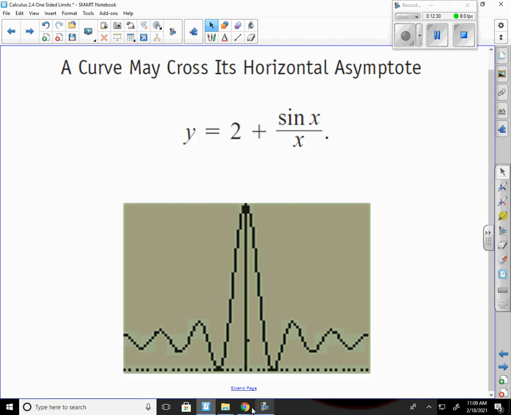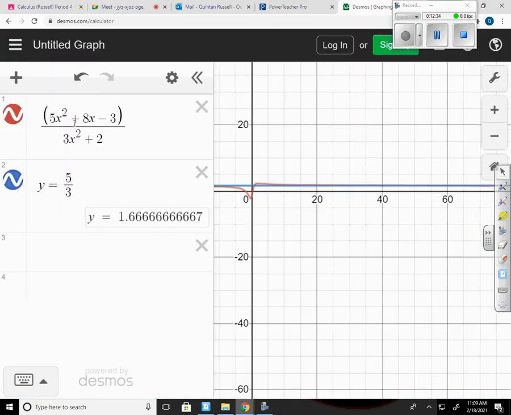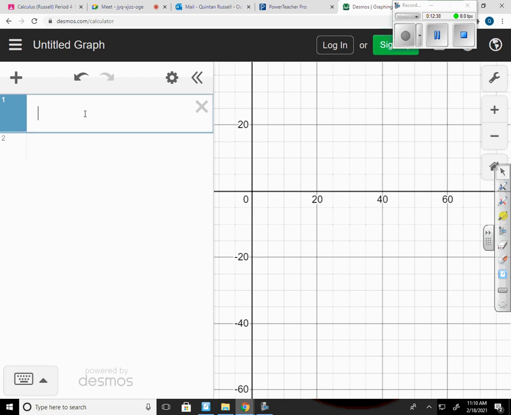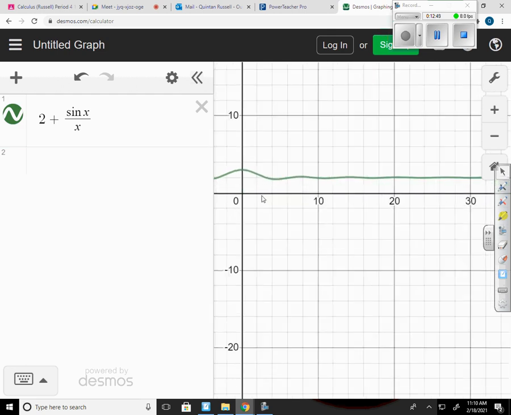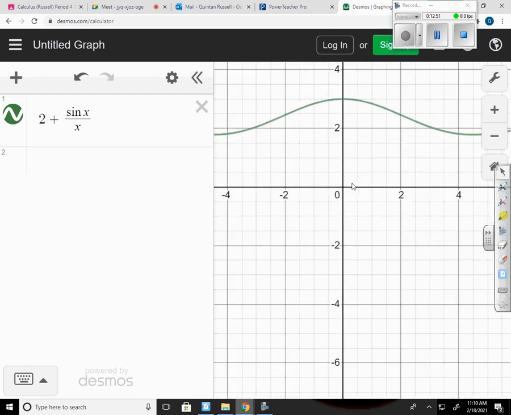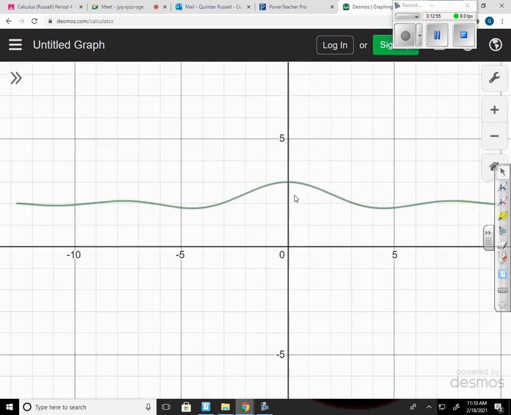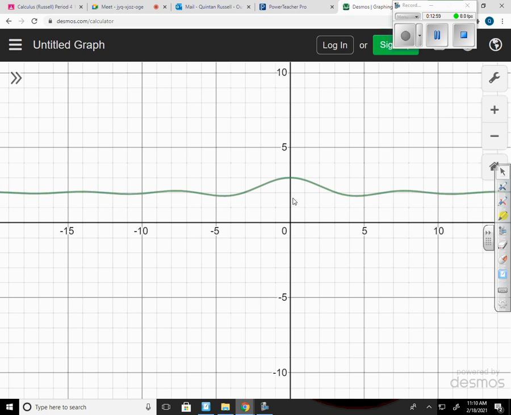If we looked at this dragged out more, like if I had a bigger version of this function, 2 plus sine x over x. So this is the zoomed in version that we're seeing on our chart, or on that graph I had up there. So that's the zoomed in version.